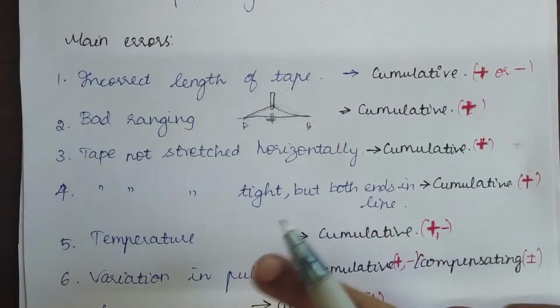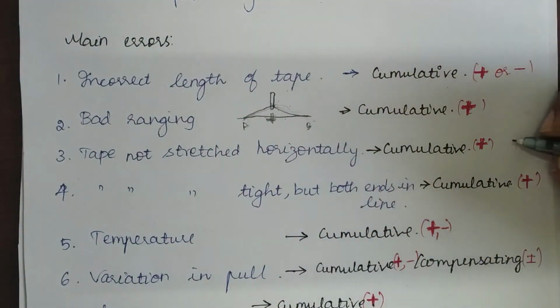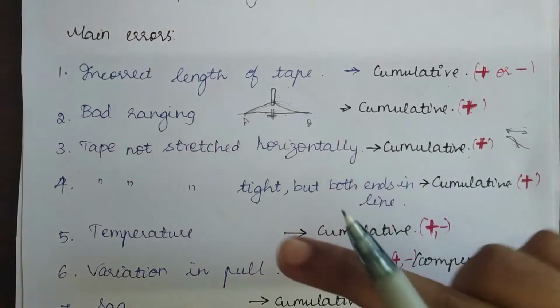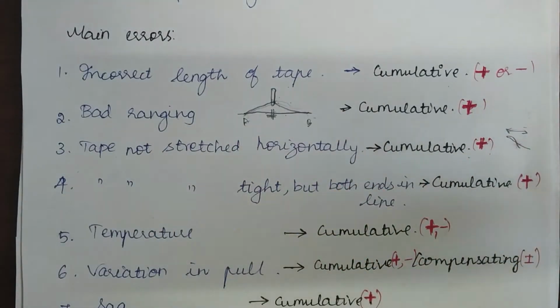Next is, the tape is not stretched horizontally. In a sloping ground, when we are measuring the horizontal distance, if we have not stretched the tape horizontally, then it will cause a positive error and it will always be cumulative. This is about the tapes not being stretched in the sloping ground.